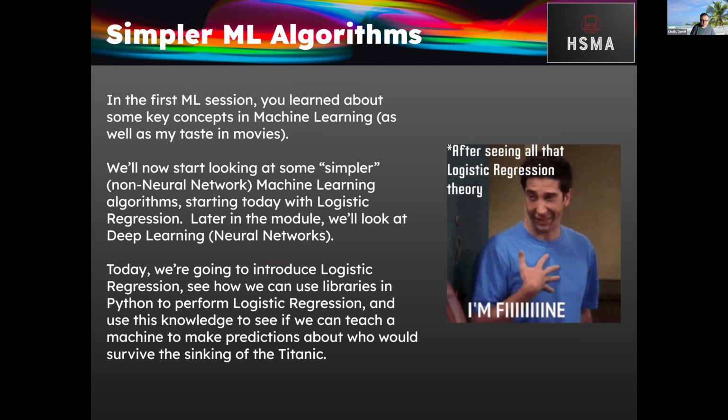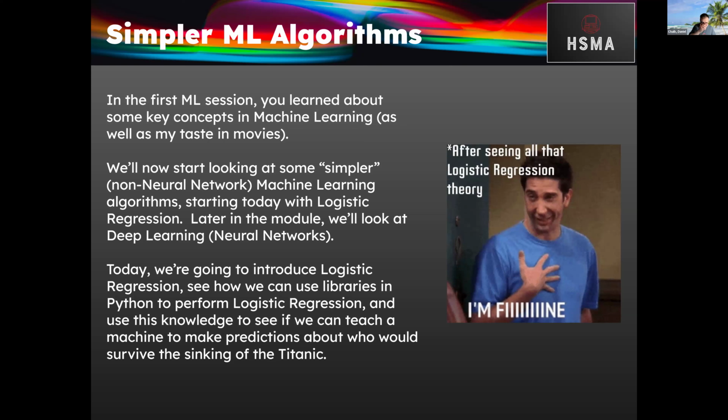Okay, so as I say, last week we talked about some of the key concepts in machine learning, as well as exploring my taste in movies. But now we're going to start looking at some actual machine learning approaches, and we're going to start with these simpler approaches, which are usually a good first go-to whenever you're doing something like this. But later in the module, we will be looking at deep learning, which is the neural network side of things as well. And you'll also be using neural networks a lot in the natural language processing module, the next module as well.